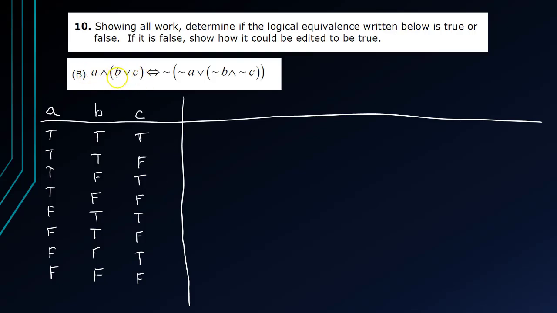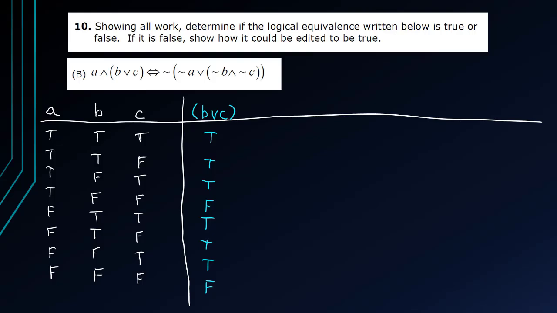So I'm going to start with the disjunction of B or C. And again, I look at B or C. As long as one of them is true, it's going to be true. So basically, any time it's going to be false is where I had both false, which are on line 4 and 8. So there's that.